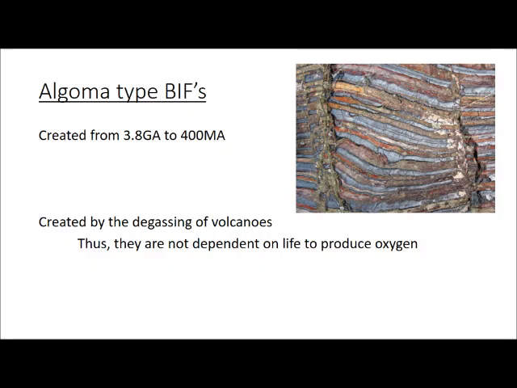The second type of banded iron formation is known as the algoma-type banded iron formation. These algoma iron formations formed over a much wider period of time, ranging from 3.8 billion years ago to just 400 million years ago. The algoma-type banded iron formation is formed by the degassing of volcanoes under the water surface. This is what allowed algoma-type iron formations to be created so long prior to photosynthesizing organisms.